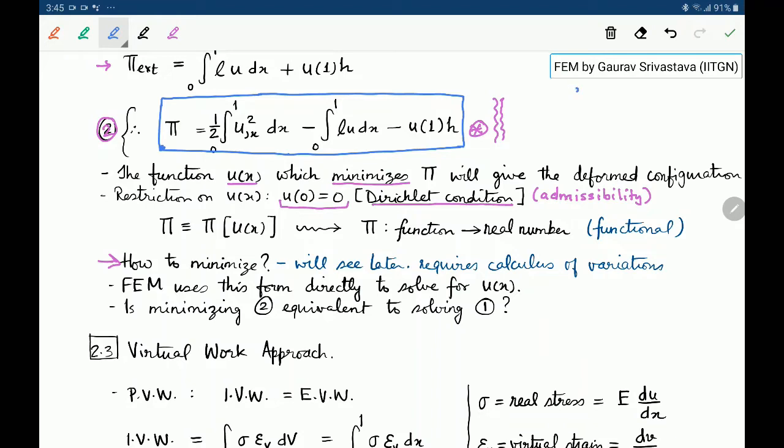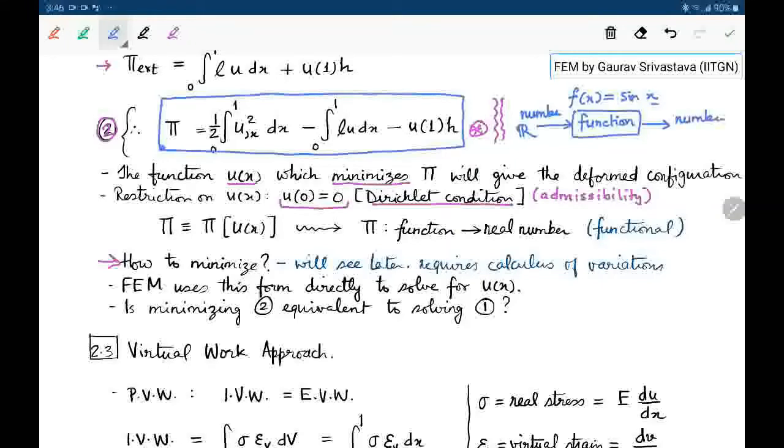One more thing you may notice is the nature of this object pi. In general, let's say f of x is equal to sine x, where x is the independent variable and f of x is what we usually call a function. This function takes a number as an input, which means it comes from the real line, and gives another number as an output, so this is a mapping from the real line to the real line. It can be one number or several numbers, so this can be a function of several variables also. Objects which take numbers as input and give numbers as output are called functions.